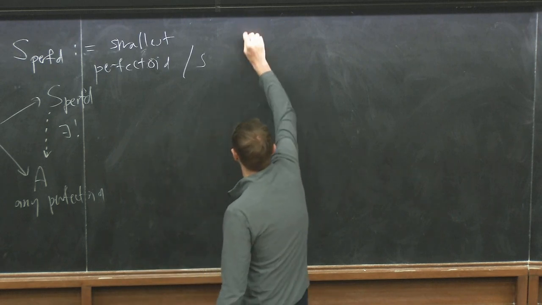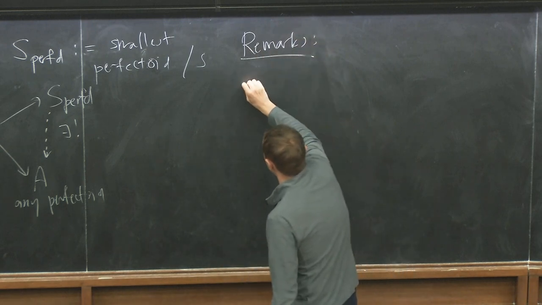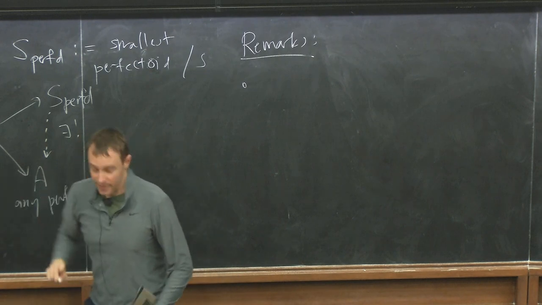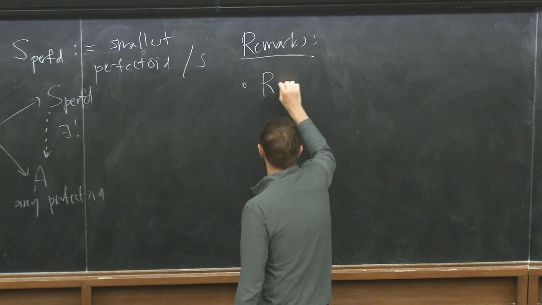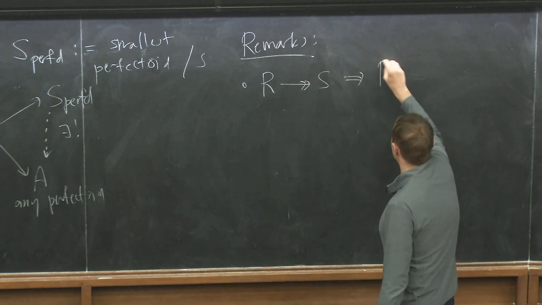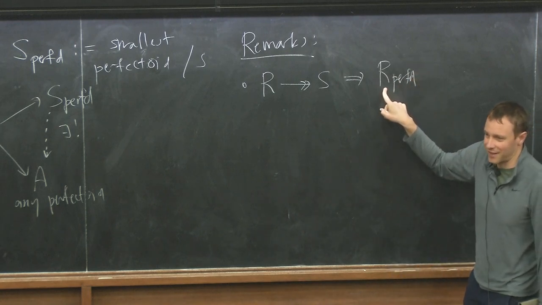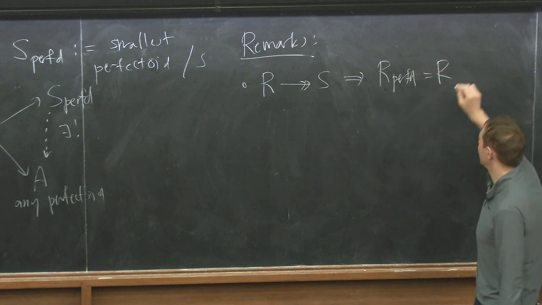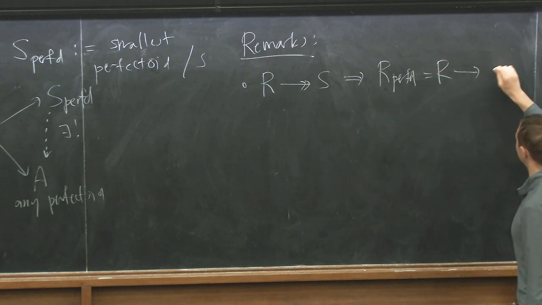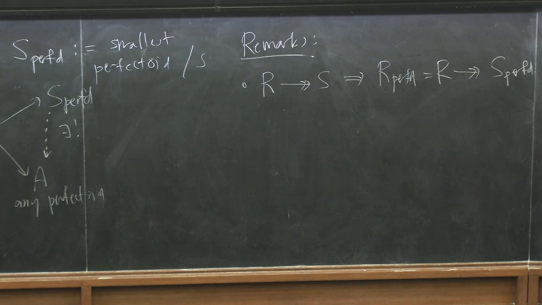All right, so just a couple of remarks. The first is just like in that last example: if R to S is surjective, well, if R is perfectoid, then its perfectoidization is itself. And the conclusion of the remark is that R perf surjects onto S perf. So what you end up with is a quotient of R.